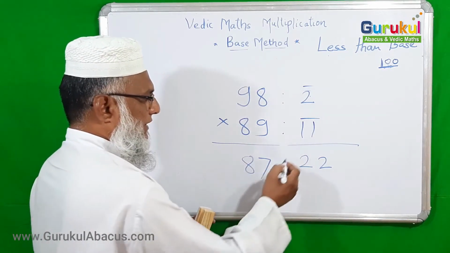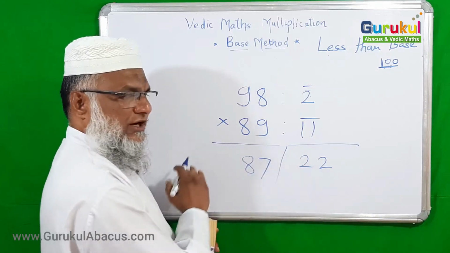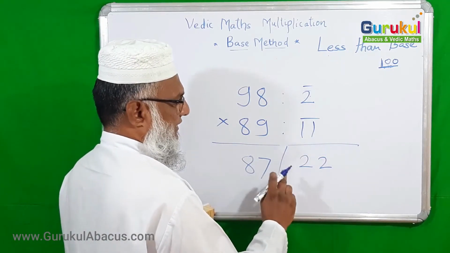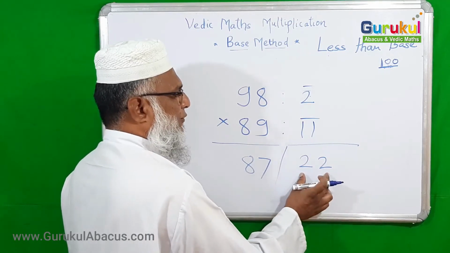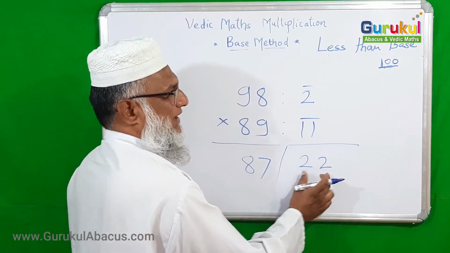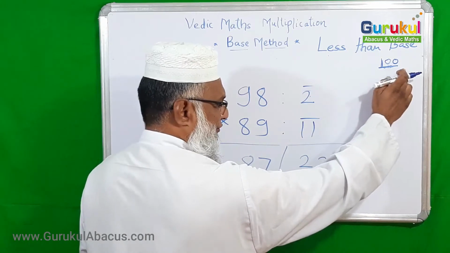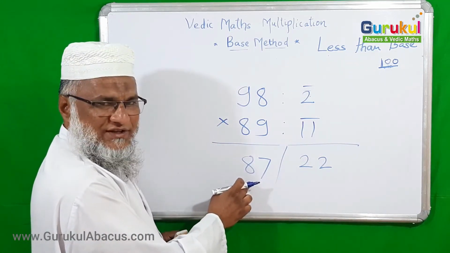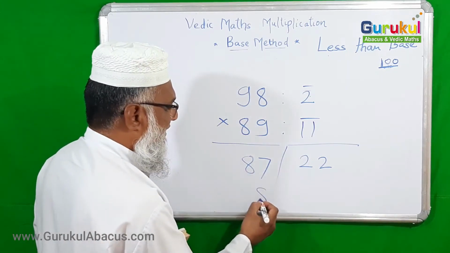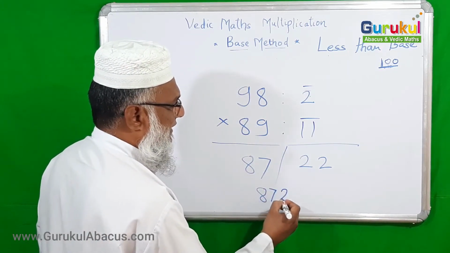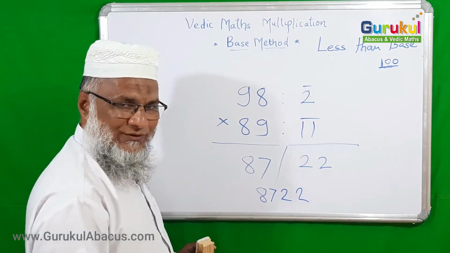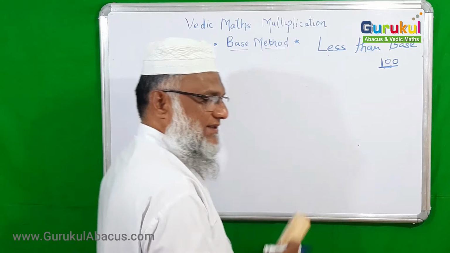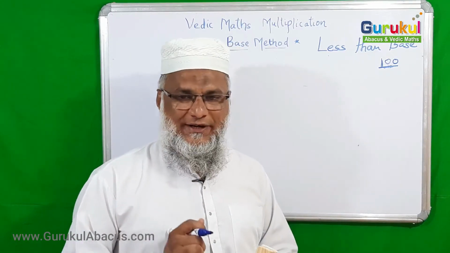Okay, here there is no change or no transferring of number. Why like that? Because here I got a 2-digit number 22 on the right side of the answer, and in my base there are 2 zeros. So here it was not necessary to transfer a digit. Final answer was 8722. Yes?